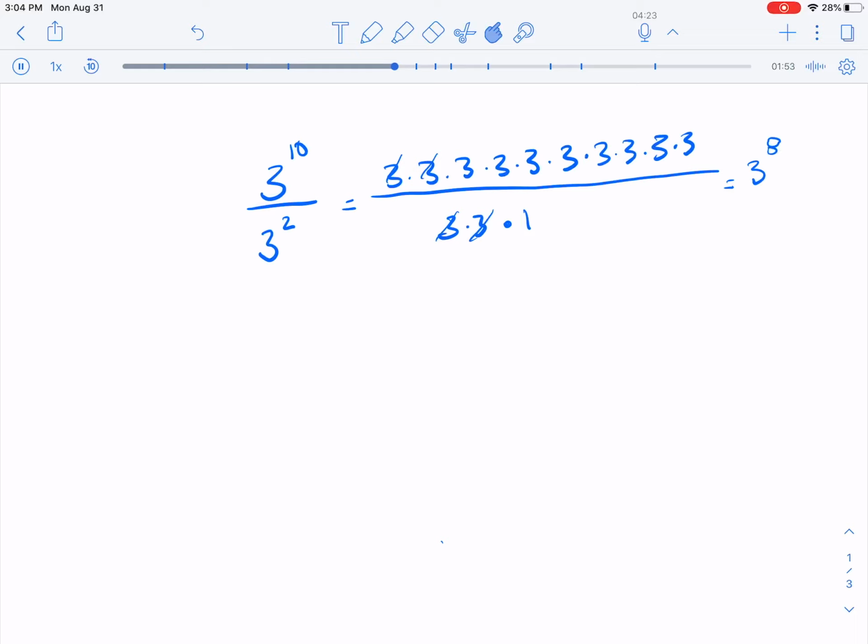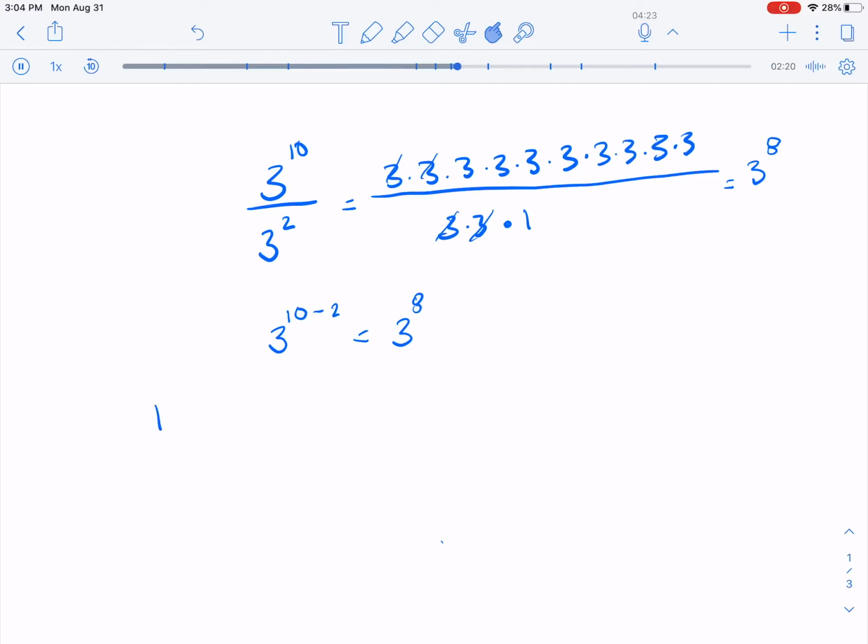Now, it would have been much simpler to write this as 3 to the 10th, using our property of dividing powers with the same base: 3 to the 10th minus 2, which is equivalent to 3 to the 8th power.